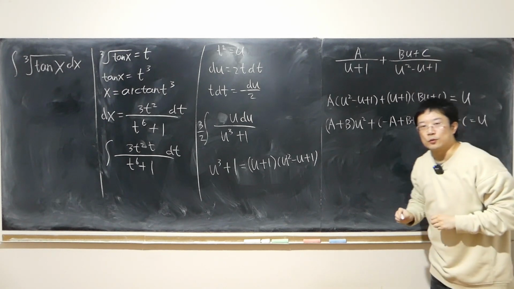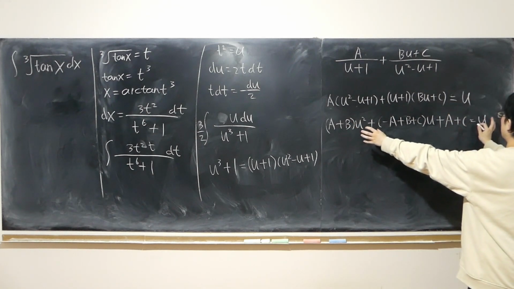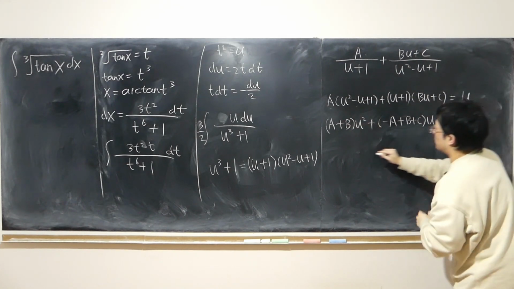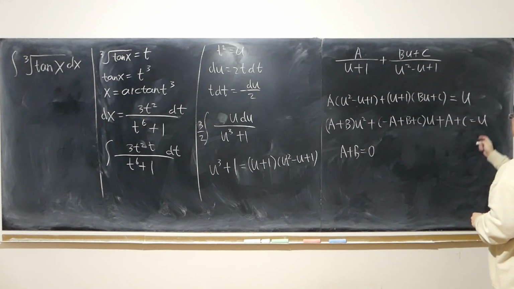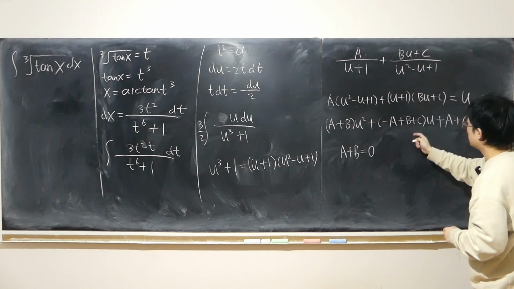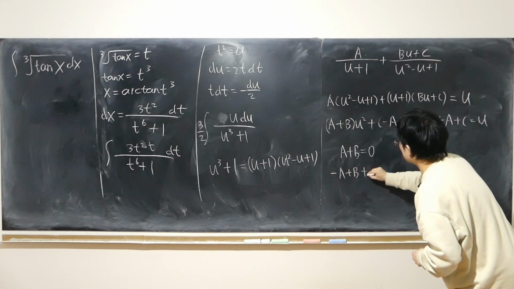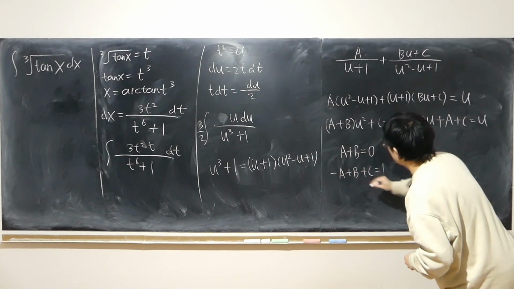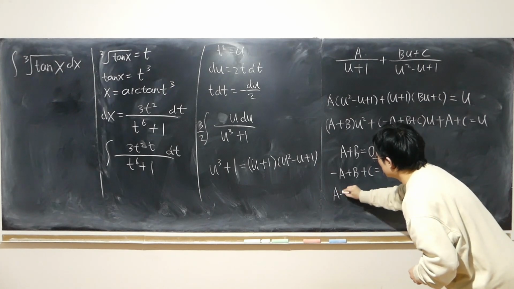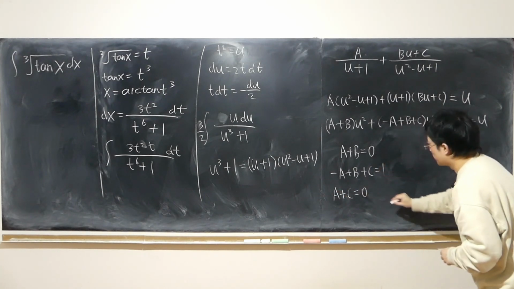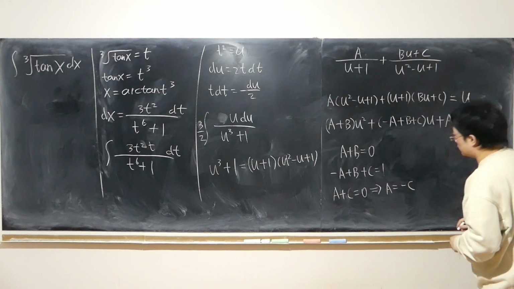They are always equal to each other no matter what, which means there's no square term. So A plus B is 0. The u coefficient is 1, so negative A plus B plus C is equal to 1. There's no constant term, so A plus C is equal to 0. From here I can see A is equal to negative C.